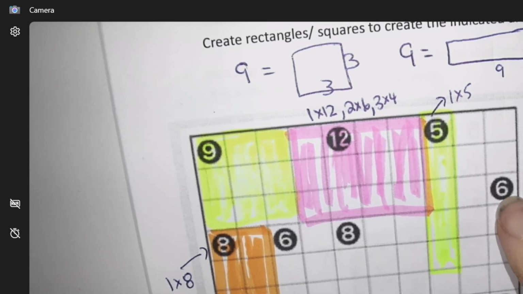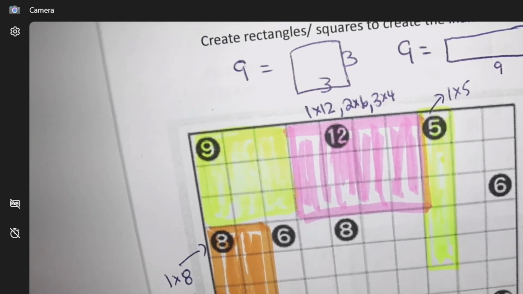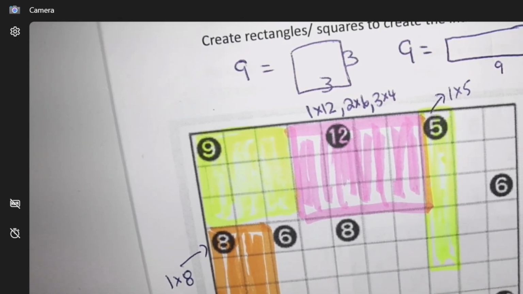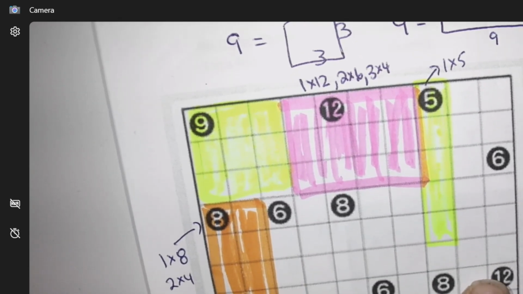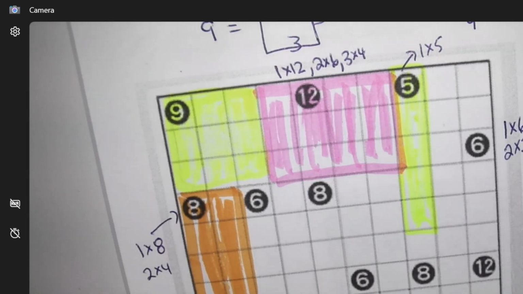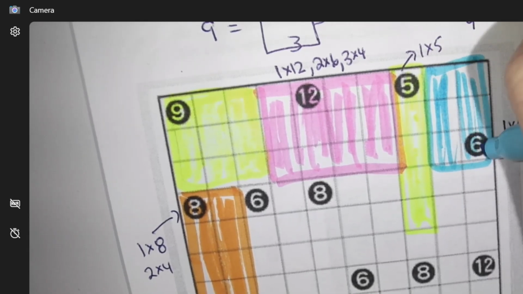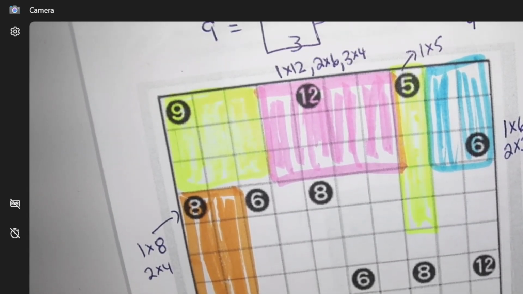Okay, the 6. What are we thinking with that? Would you like to do a 1 by 6 rectangle or a 2 by 3 rectangle? Those are my options. 2 by 3 I think would fit nice. 2 by 3. I'm hoping this works out because I've committed with my markers now. I can't erase anything.